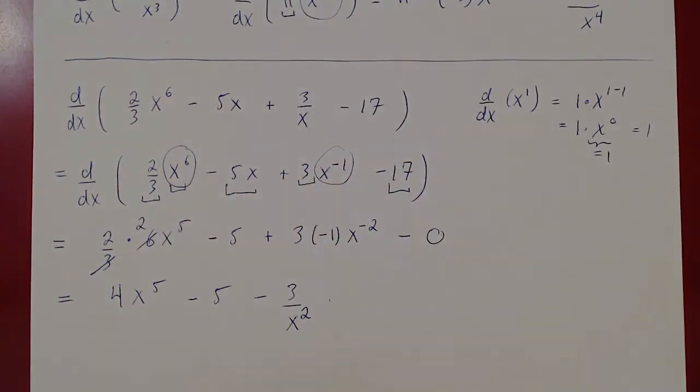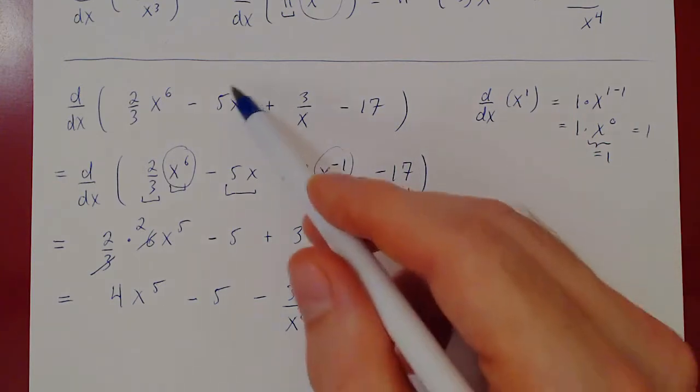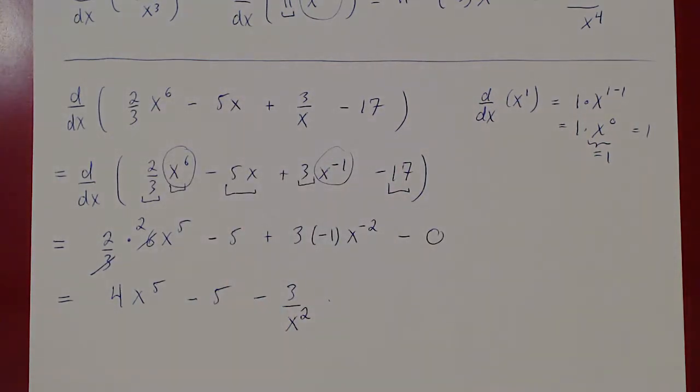So you see, you can combine in one problem the constant rule, the sum difference rule, the power rule, and the constant multiple rule. In our next video, we'll look at the product rule. So what if we have the derivative of a product of two functions? And also the quotient rule. What if we have the derivative of a quotient, of a division of two functions?